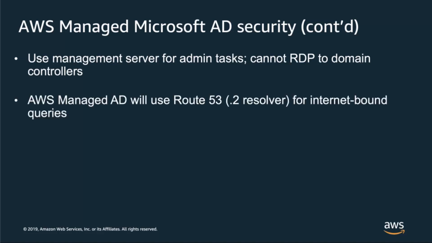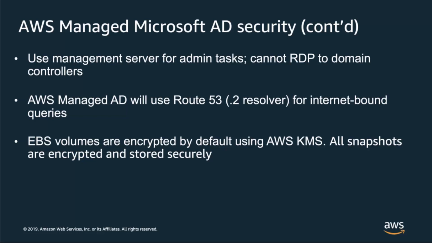We talked about the name resolution options available for you when you're using domain controllers or DNS. In AWS Managed AD, we automatically use the Route 53 resolver for all internet-bound queries. So that's how we manage the name resolution. When it comes to encryption, our EBS volumes and snapshots are by default encrypted all the time, and they're using KMS for doing the same thing.